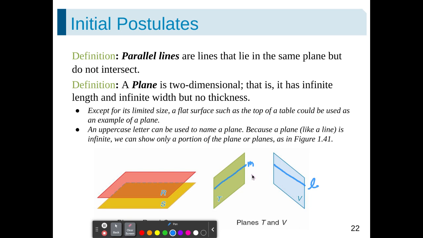And so it's like there's a possibility they could intersect or whatever it is. Whereas with planes, a plane is two-dimensional. It has an infinite length and an infinite width, but no thickness. So what I need you to envision here is that, let's look at R and S, or T and V, doesn't matter.